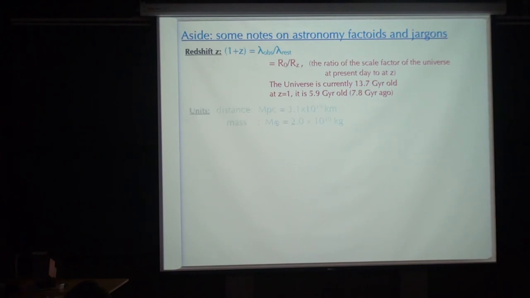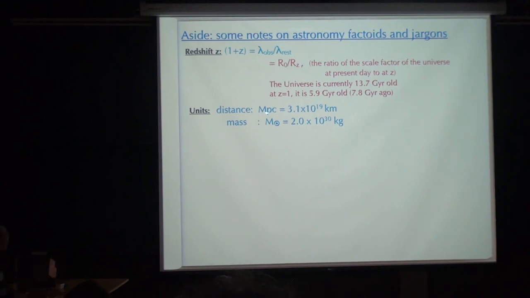Now, the two units that I'm going to use a lot, which I'm just going to write down here so you have some idea. A megaparsec is 10 to the 6th parsec, which turns out to be about 3 times 10 to the 19 kilometers. And the megaparsec distance scale is relevant because that's about how big a galaxy cluster is.